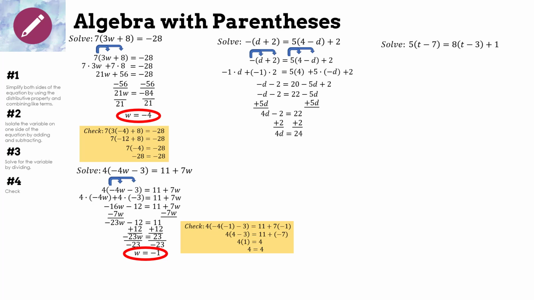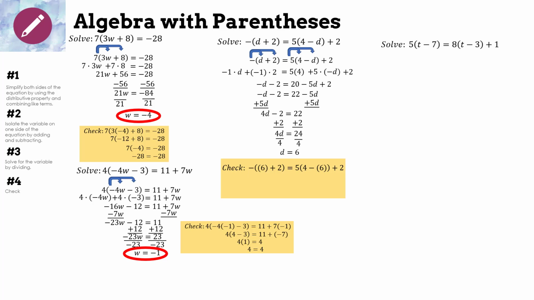Anytime a number is hooked to a variable, that means to multiply. The opposite of multiplying is dividing. So we're going to divide by 4 on both sides of the equal sign, and that gives us d equals 6. Let's check it. I'm going to put 6 in for the d's and follow our order of operations.